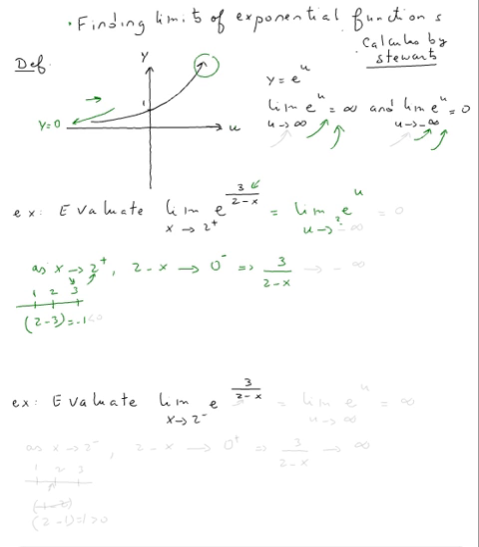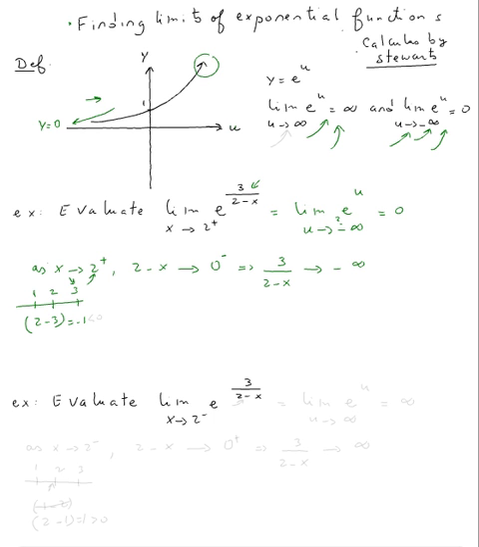Now, therefore, what if you take 3 and you divide it by 2 minus x? A number divided by a number that goes close to 0 is going to be either positive or negative infinity. But 3 over 0 minus means this approaches negative infinity. So this will be negative infinity, and now using this definition, the answer is 0.